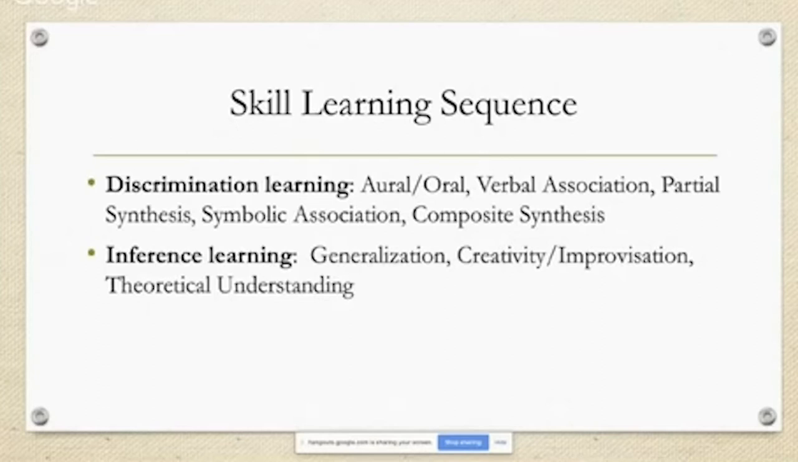Inference learning, generalization. Inference learning is where we're really having kids make decisions about what they're audiating musically. So they learn to generalize, and they work in creativity and improvisation. And then the last piece, theoretical understanding. If you think about most music education programs, we really start with theoretical understanding first, before we even delve into building a foundation for music listening and music performing, speaking, thinking, and reading and writing.